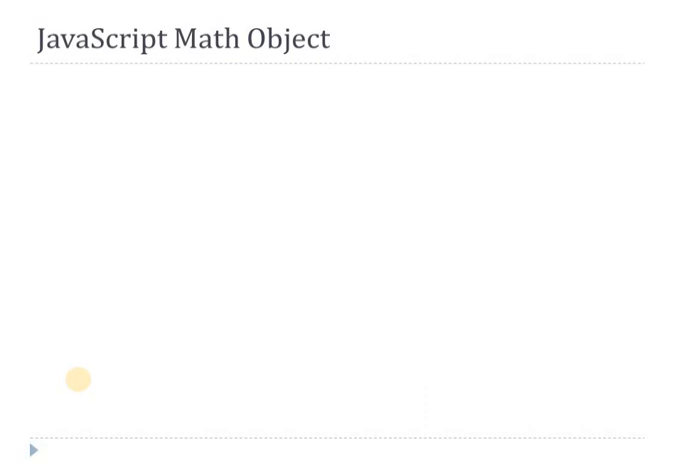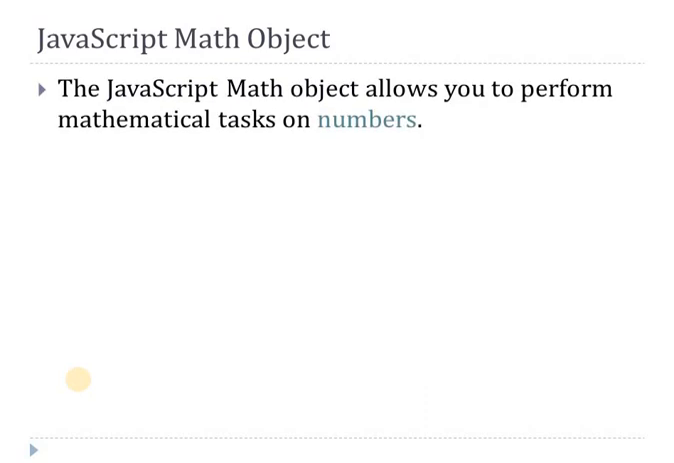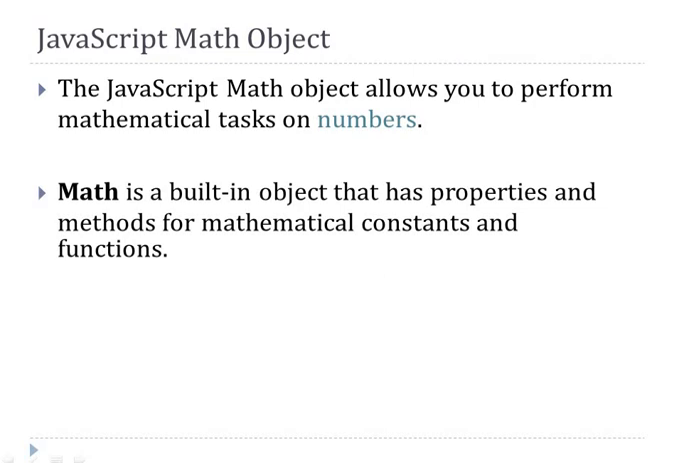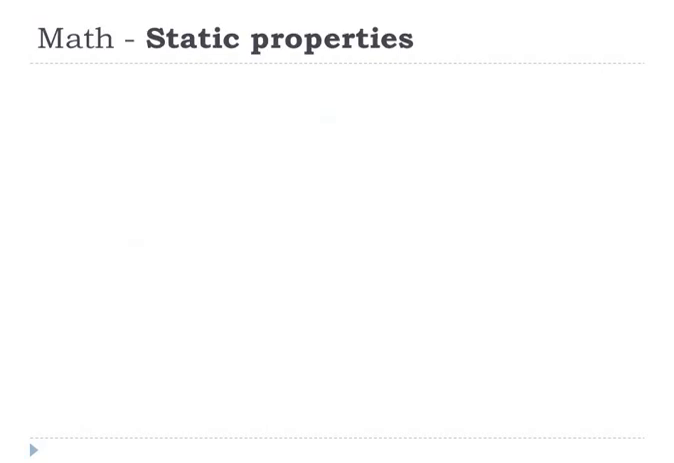So let's start. JavaScript Math object. This will allow you to perform mathematical tasks on numbers. It is a built-in object that has properties and methods for mathematical constants and functions. So let's see what the constants are. Over here, these are global objects, and they have certain properties, kind of static attributes, and methods.